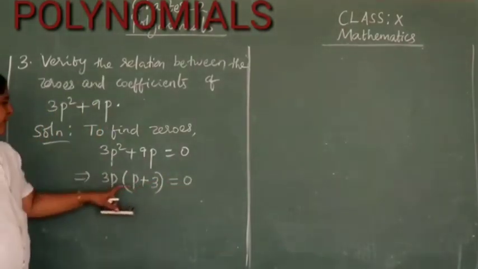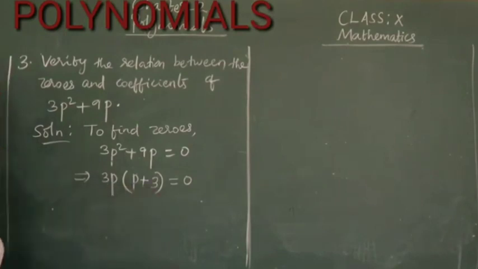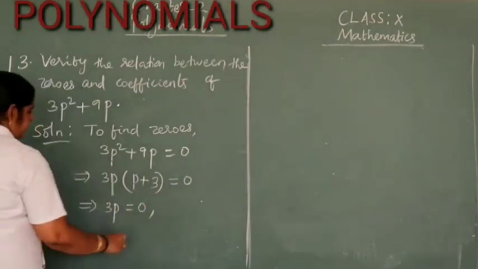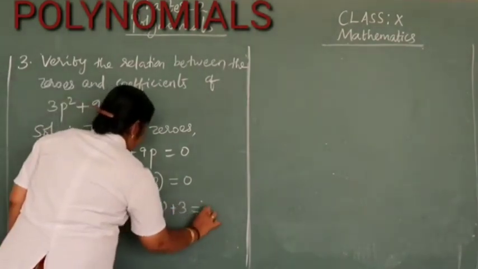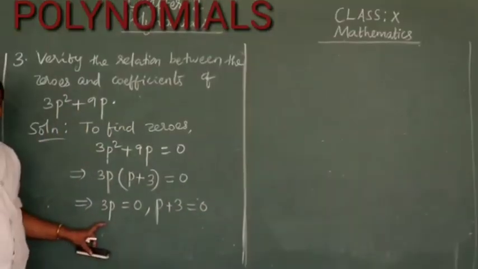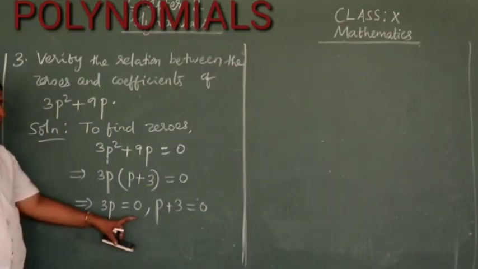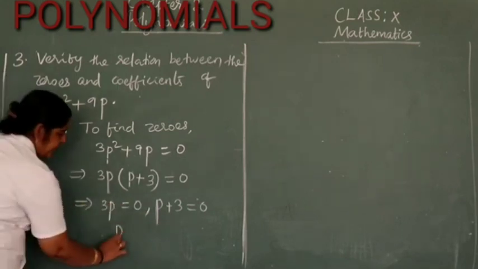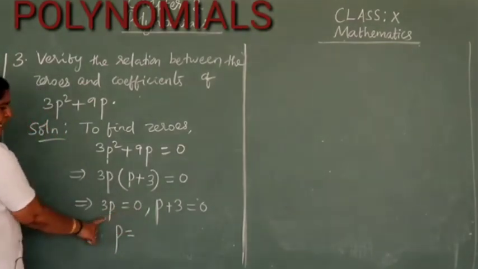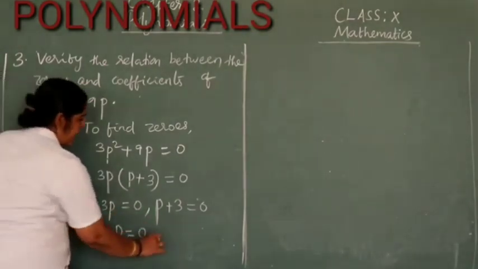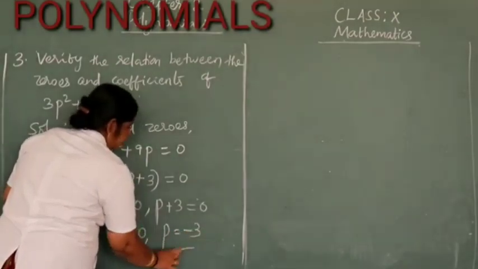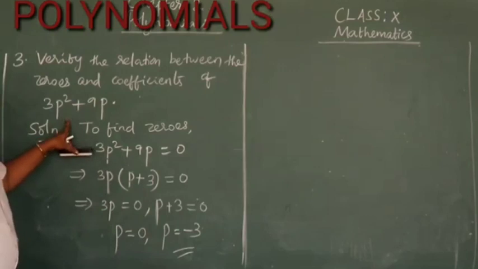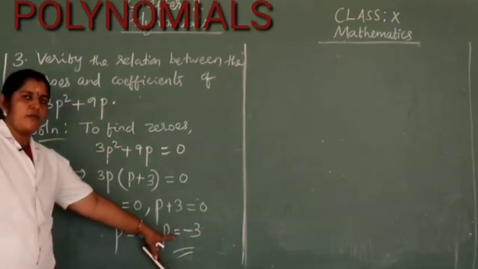Now we can equate these factors separately to 0. That implies 3p equal to 0, p plus 3 equal to 0. So what is the final answer? We are getting p equal to 0 by 3, that is 0, and p equal to minus 3. Thus we got the two zeros of the polynomial, p equal to 0 and p equal to minus 3.